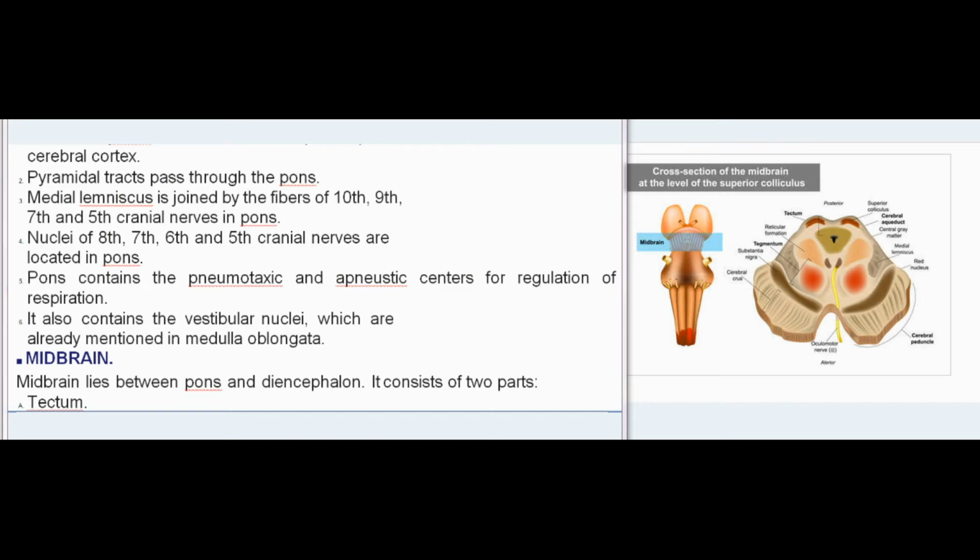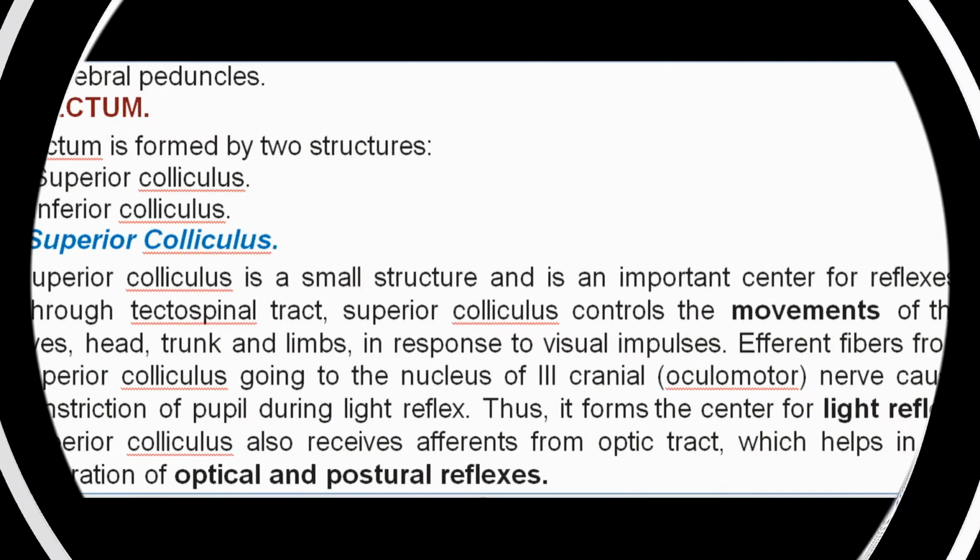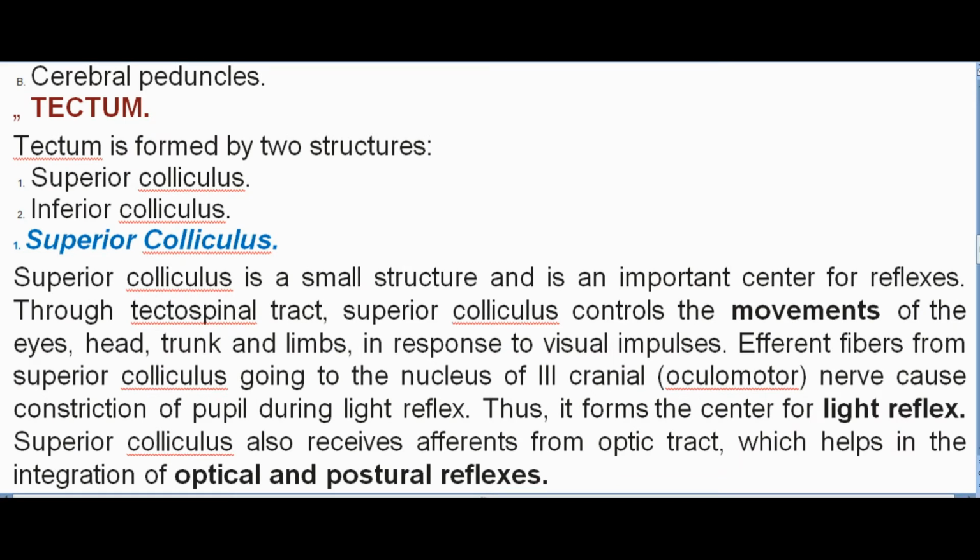It consists of 2 parts, tectum and cerebral peduncles. Tectum. Tectum is formed by 2 structures, superior colliculus and inferior colliculus. Superior colliculus. Superior colliculus is a small structure and is an important center for reflexes. Through tectospinal tract, superior colliculus controls the movements of the eyes, head, trunk, and limbs, in response to visual impulses.